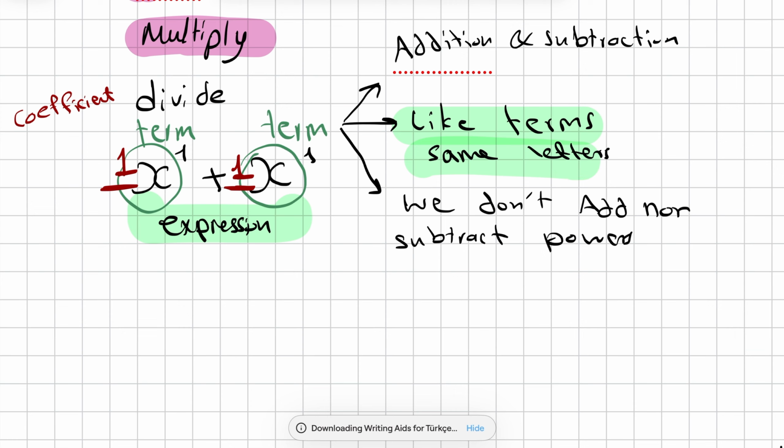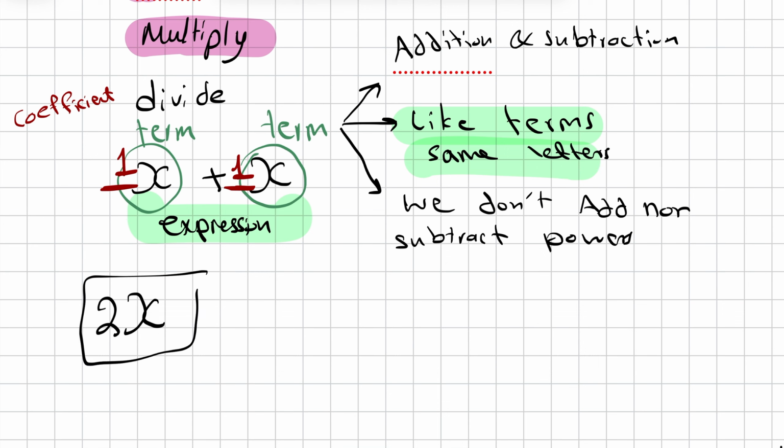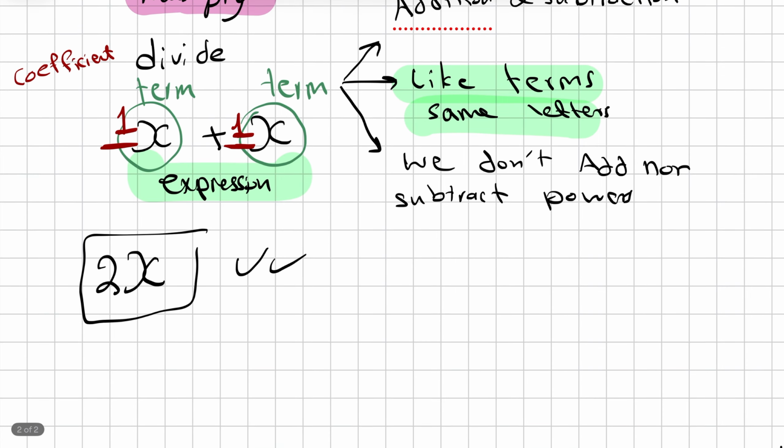So when I add, I'm not adding the powers. I'm just gonna erase them and add the coefficients. So 1 plus 1 is 2, and I'm just gonna leave x there. So basically we have 2 x's, so that's it, 2x. I think it's really clear.